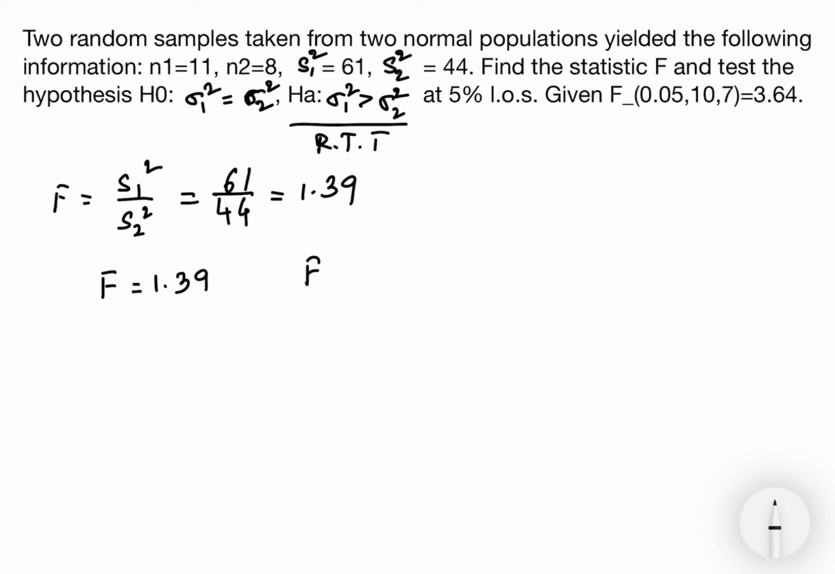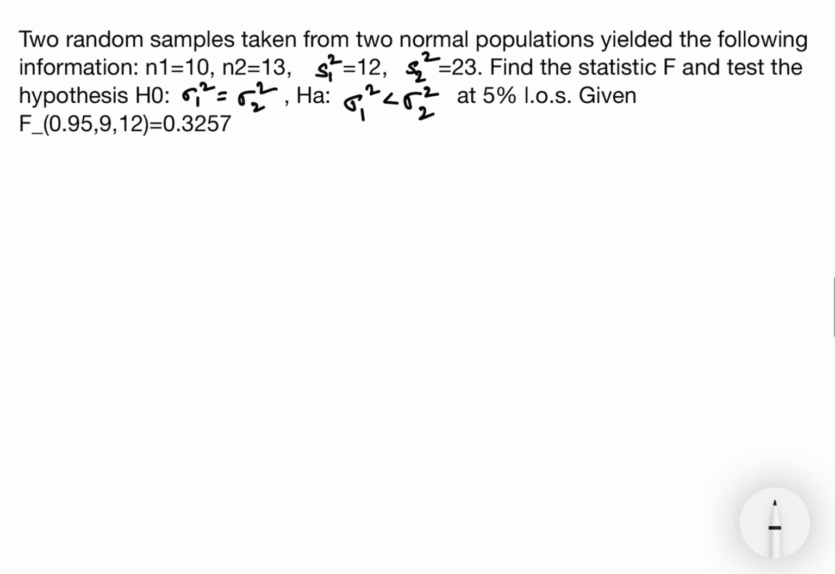1.39 with F 0.05. So we want to check whether it is greater than F 0.05, which is 3.64. Certainly 1.39 is not greater than 3.64. That means we do not reject the hypothesis. Do not reject, or in other words, we can say accept the hypothesis.